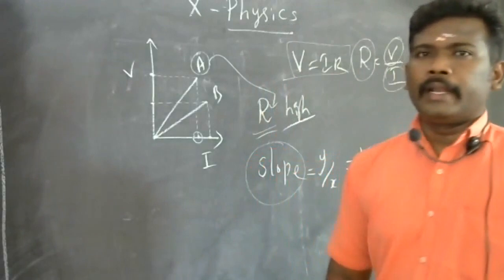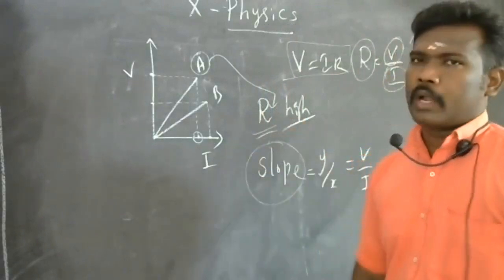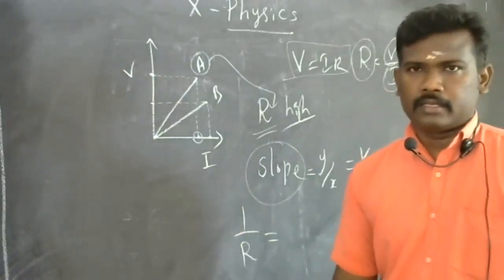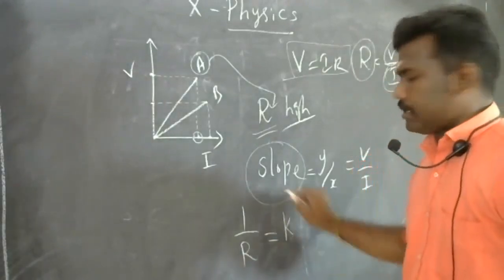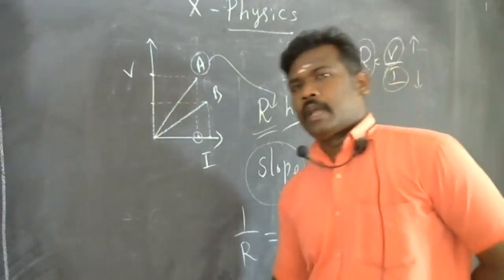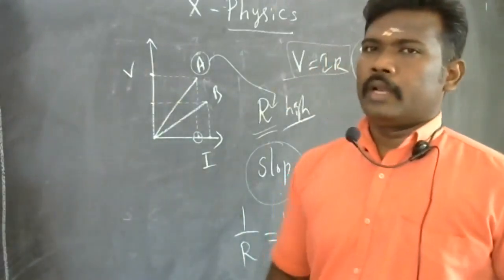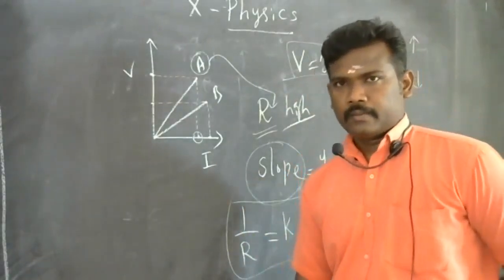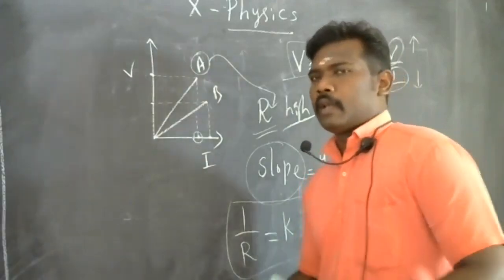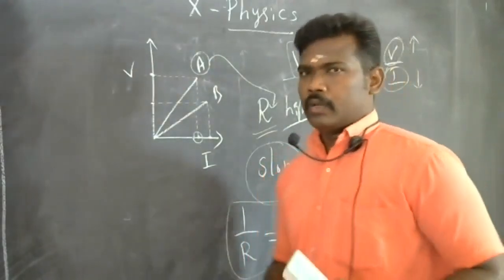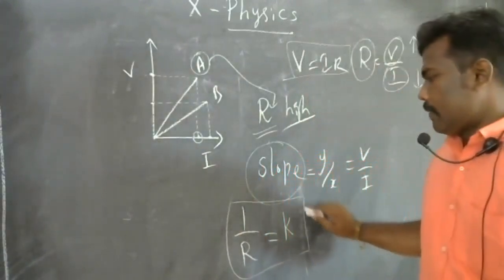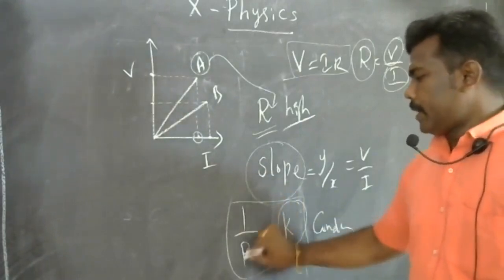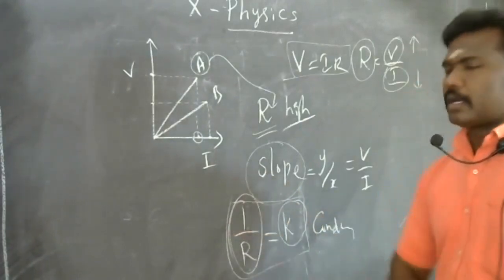And another term, conductance. Conductance is the reciprocal of the resistance. 1 by R is called conductance. Sometimes they use the notation K, and some books refer to a different symbol. So you concentrate only on this symbol representation. Now I am taking K. K is the conductance. In different books they use different notation, so just note that K refers to the conductance. So conductance, the reciprocal of the resistance, 1 by R, is called conductance.